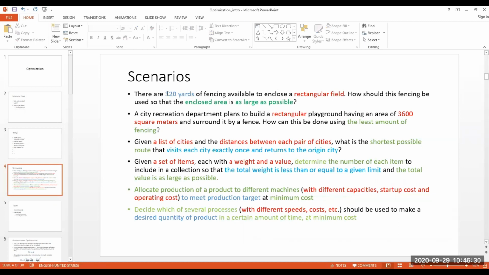Out of these 320 yards, remember the unit, okay? It is a unit of length. So let's say you have a long sheet of 320 yards, a sheet of some material, plastic or some sort of material. Now you have to cover an area where the area shape is rectangular. So a rectangular area has to be fenced using a 320 yards long sheet, and you have to cover the largest possible area.